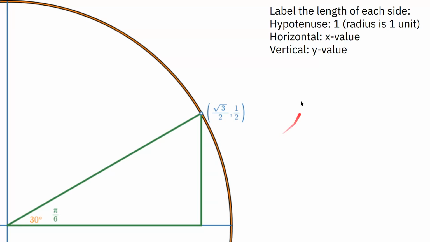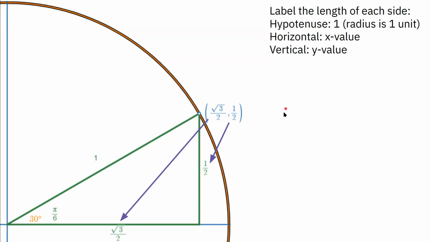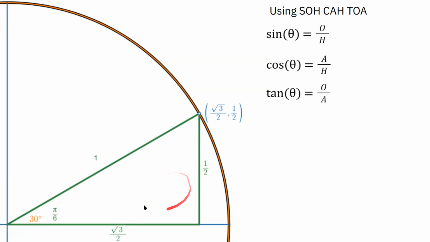Okay, then what I do is I use the hypotenuse is 1. Right, the whole point of the unit circle is that the radius is 1, so that then the hypotenuse, the longest side, is going to be 1. Then this horizontal line down here has the x value of square root of 3 over 2. The y value, the vertical line, is the y value of 1/2. So if you plug those in, you get a nice basic triangle.